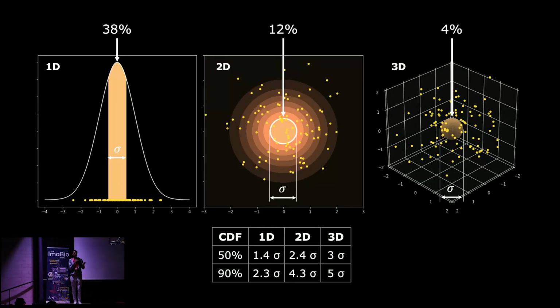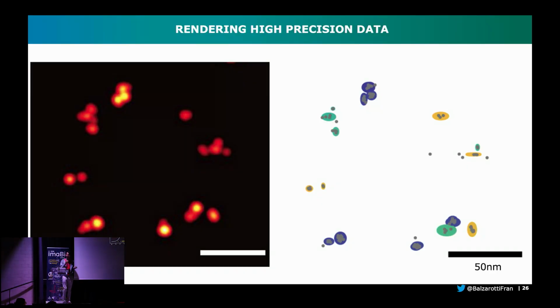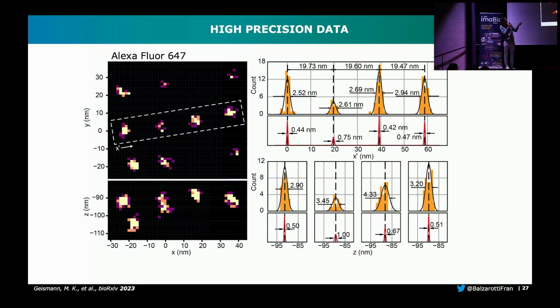So keep in mind that if I say that in 3D, I have a 1 nanometer precision, I'm talking about the sigma. And what I mean by that is that there's a sphere of 3 nanometers on which 50% of the localizations will fall, and a sphere of 5 nanometers where 90% will fall. So 1 nanometer sounds great, but actually has limitations if you're looking at protein complexes. And of course, representing is hard.